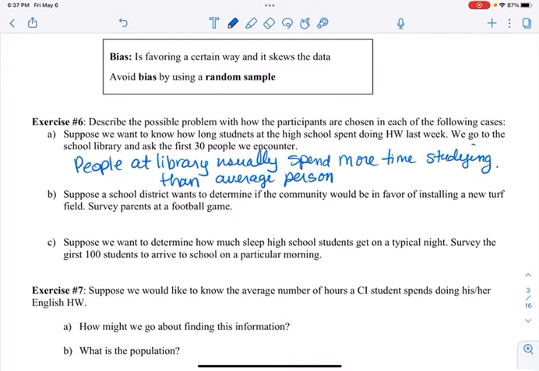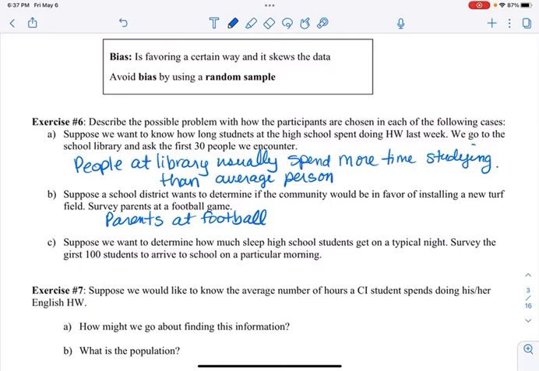Suppose the school district wants to determine if the community would be in favor of installing a new turf field, and they survey the parents at a football game. Again, that's not a random sample. All right, they're asking parents at a football game. Parents at a football game usually like sports. And if they like sports, they might be inclined to agree to wanting the turf field, whereas if you ask the community in general, they might not be as inclined to want to put money towards a turf field.